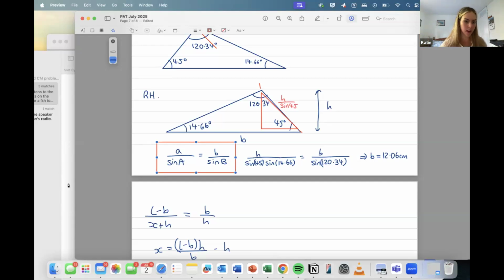So why has sine 45 been multiplied by... So here, I'm saying that my side length a is this side length from the top to this corner, and a is h over sine 45. So that's where this part of this comes from. And then I need to divide by the angle that's opposite it, which is this. So I divide by sine 14.66. So that's where those two angles come from.